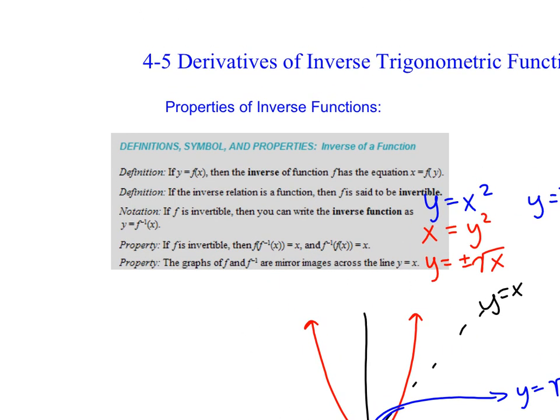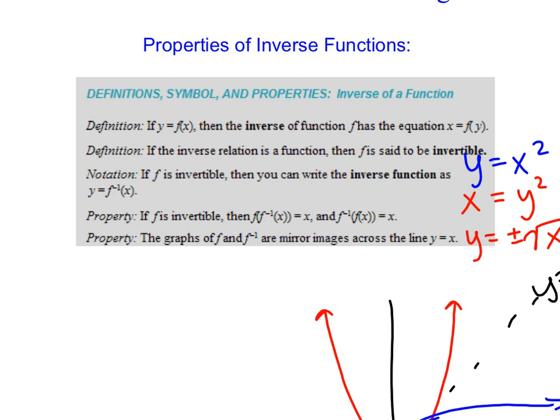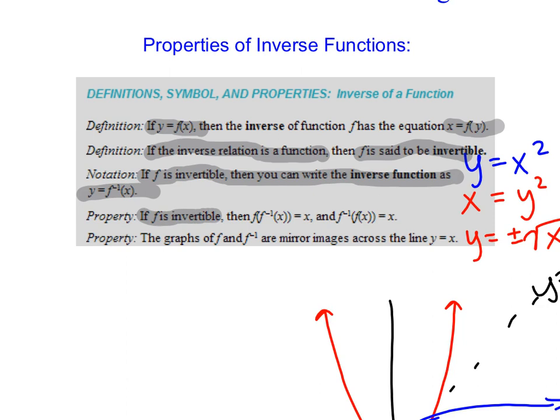Alrighty, so over here we have some definitions, and most of them you already know. At this point, just write this down if you didn't already know this. If y equals f of x, then the inverse would clearly be x equals f of y. You just flip the x and y's. If the inverse relation is a function, then f is said to be invertible. Sometimes we end up with an inverse where the function wouldn't be. If f is invertible, then you can write the inverse function as this. And if f is invertible, then this equals that. And then the last property, the graph of f and f inverse are mirror images across the line y equals x.